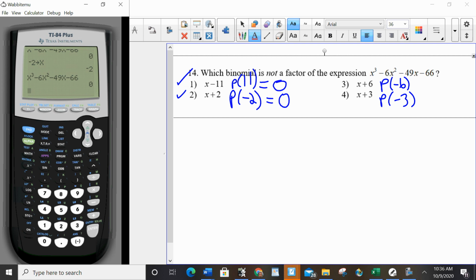Now I'm going to try negative 6. So I'm doing negative 6, store as x, and then I tab up.